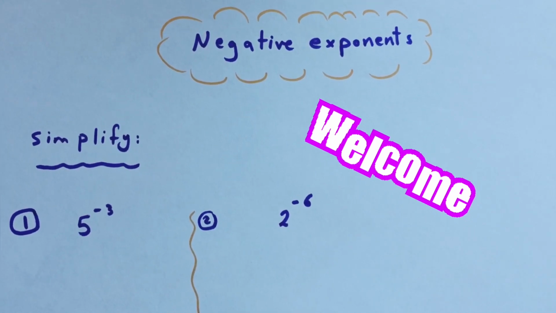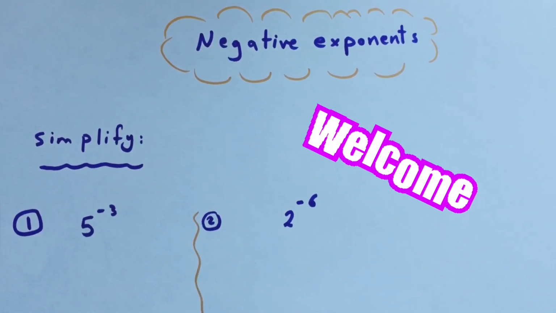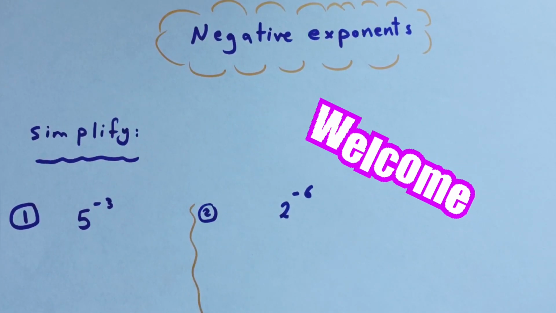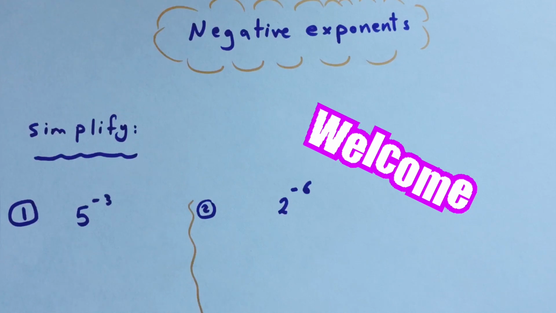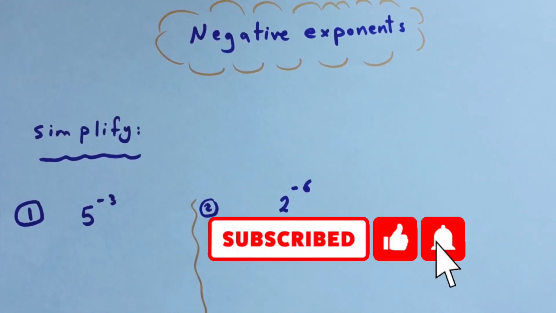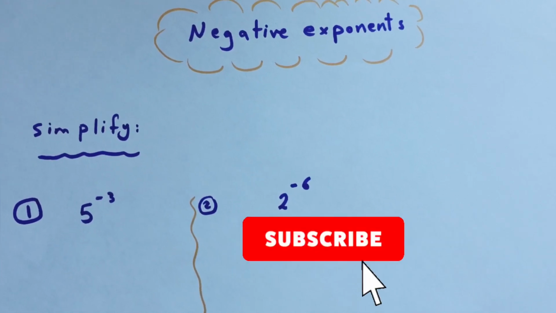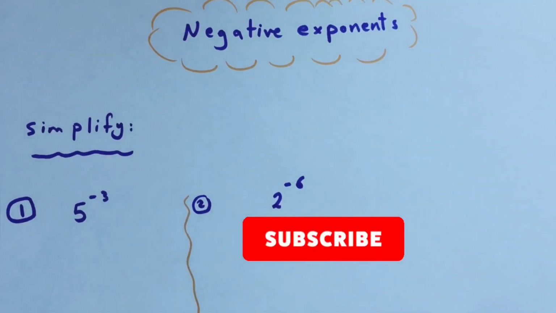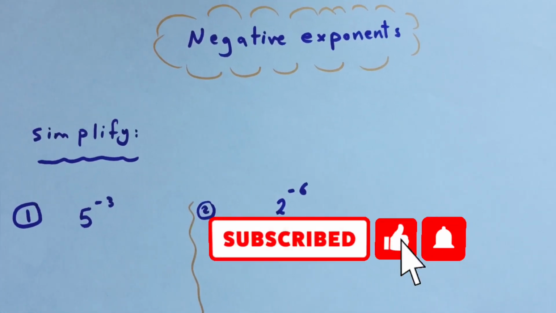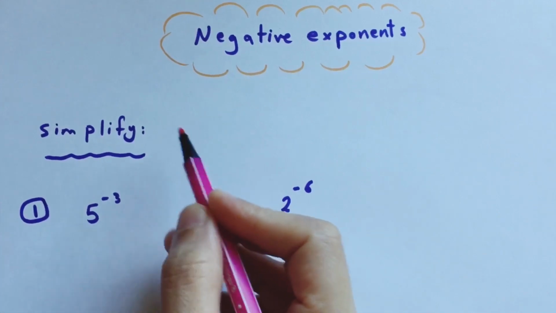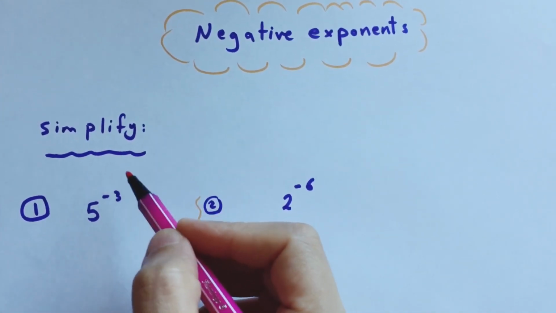In this lesson we are going to explain the negative exponents. If you didn't watch the other lesson with positive powers and exponents, I'll put the link in the description box. You can go back and watch it again. Okay, let's start with this lesson. So negative exponent, first kind of questions which is simplify.